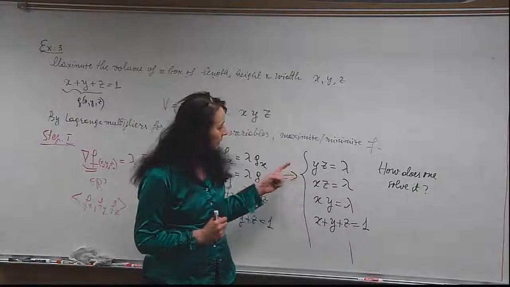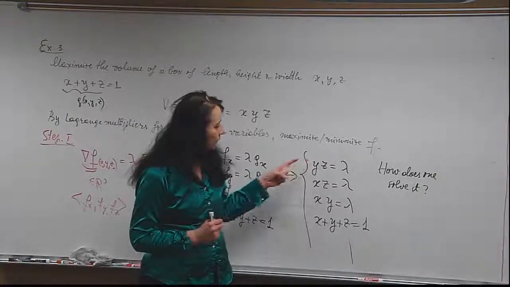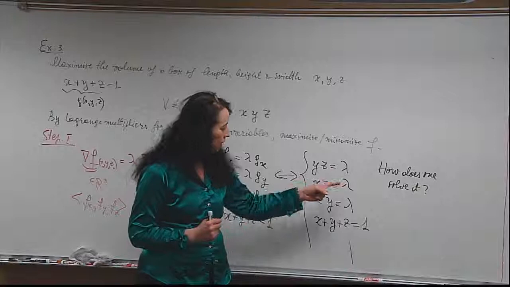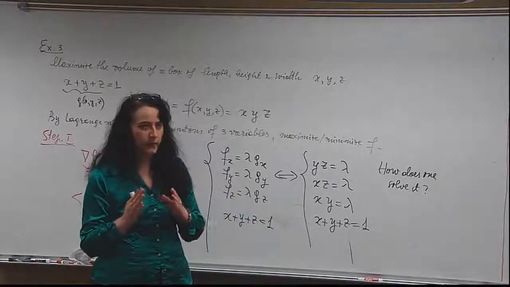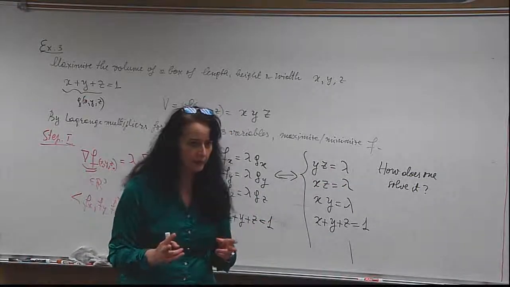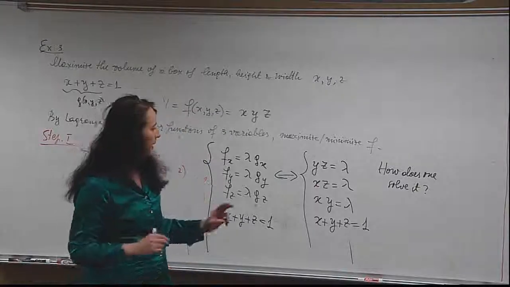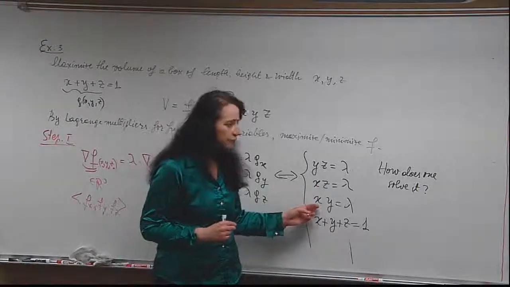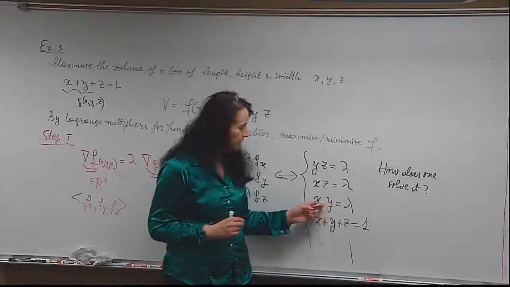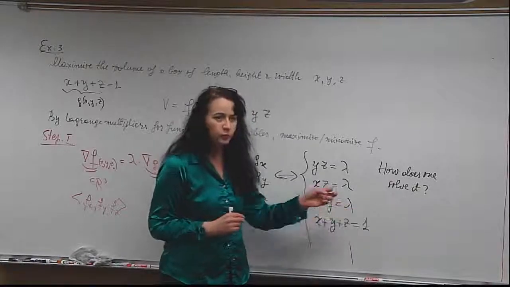I can divide and do y over x equals 1, and that would give you x equals y, and then you plug it back, and then you say, wait a minute, if x equals y, then x times x is lambda, so lambda will be x squared.